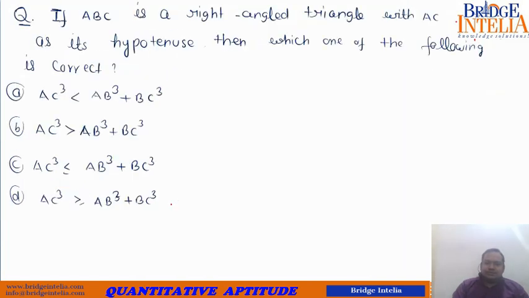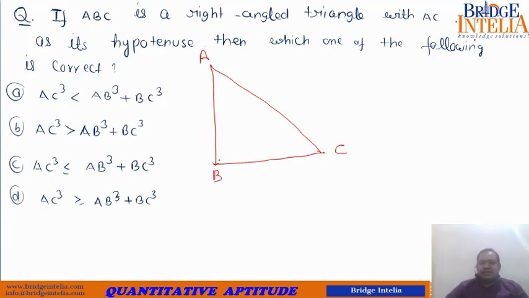ABC is a right angled triangle with AC as its hypotenuse. So this is A, this is C. AC is the hypotenuse, that means the right angle is at B. Then which of the following is correct? It is already known to us that AC square is equal to AB square plus BC square.